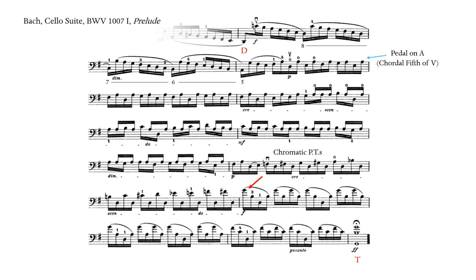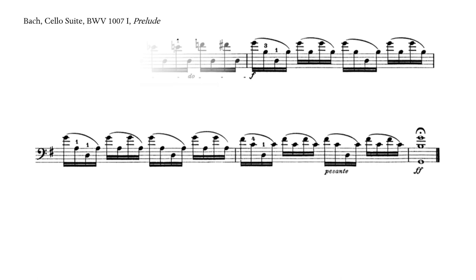Rather than annotating the entire passage, let's just zoom in on the final five measures. Since the figuration pattern is very similar to the opening of the prelude, we can list the Roman numerals and chord figures with the same kind of analytic notation that we used earlier.